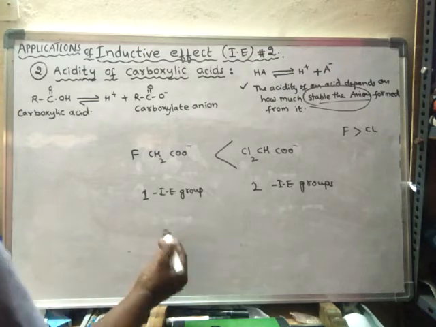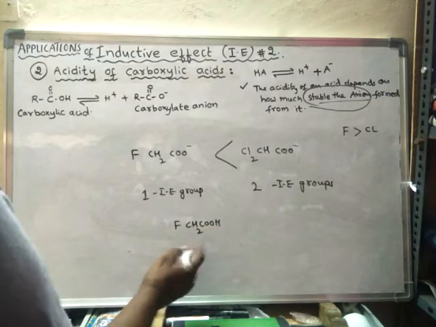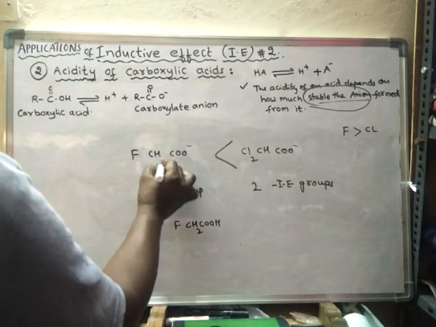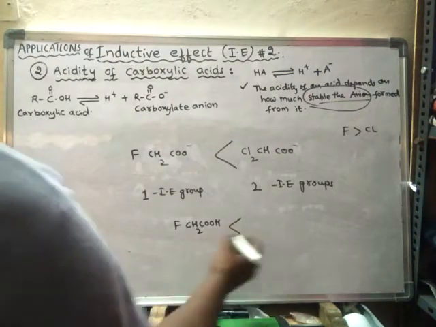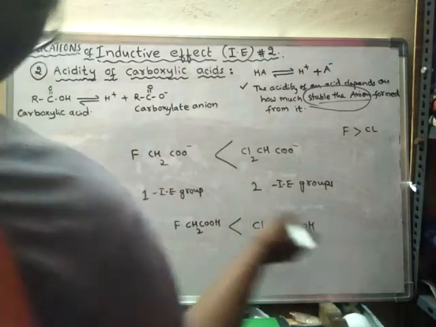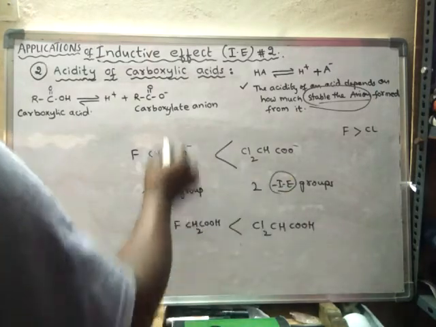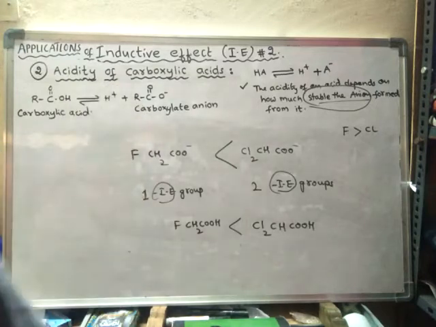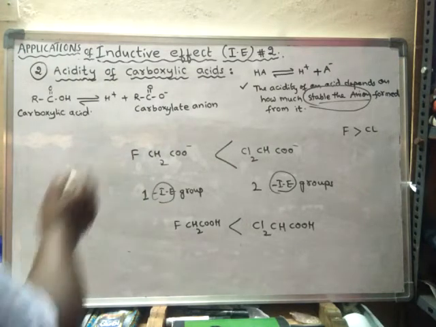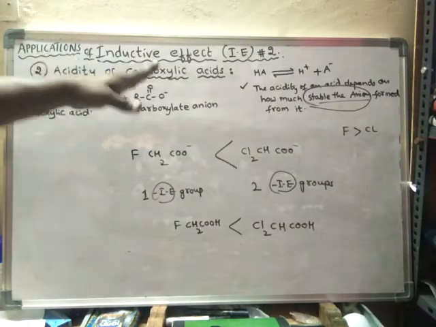So that is why fluoroacetic acid is less acidic than dichloroacetic acid. So like this, this inductive effect helps us to compare the acidity of carboxylic acids. So like this we can discuss the acidity of carboxylic acid. This is one of the applications of inductive effect.